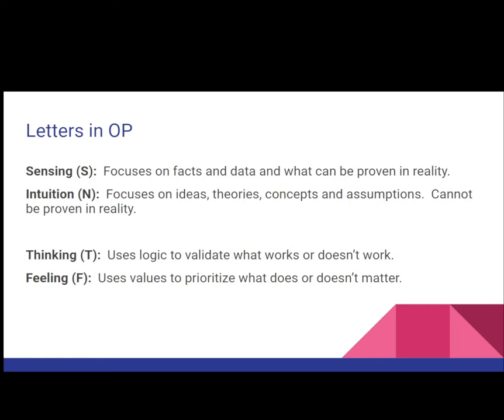Like the Myers-Briggs, objective personality also has the sensing, intuition, and the thinking and feeling coins. Objective personality defines sensing as focusing on facts and data and what can be proven in reality. Intuition is focusing on ideas, theories, concepts, and assumptions, things that cannot be proven in reality. So sensing and intuition make up a binary coin.